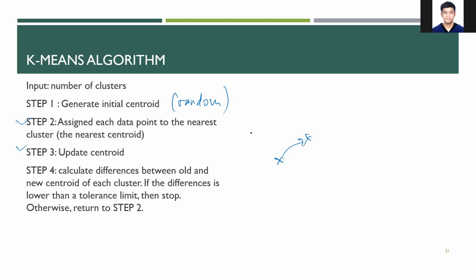Okay, to analyze whether the cluster center has already converged to one point or not, we have to calculate the differences between the old and new centroid of each cluster. If the difference is lower than a tolerance limit, then we can stop. In the ideal case, the difference is equal to 0, meaning it is not moved anymore. But sometimes it is very difficult to find this condition, so we set a tolerance limit.